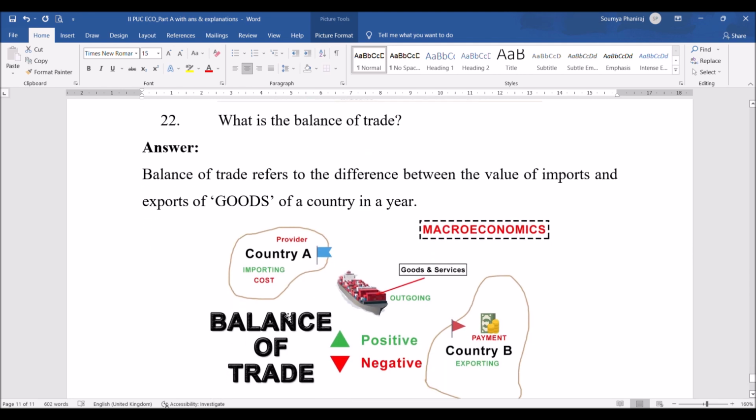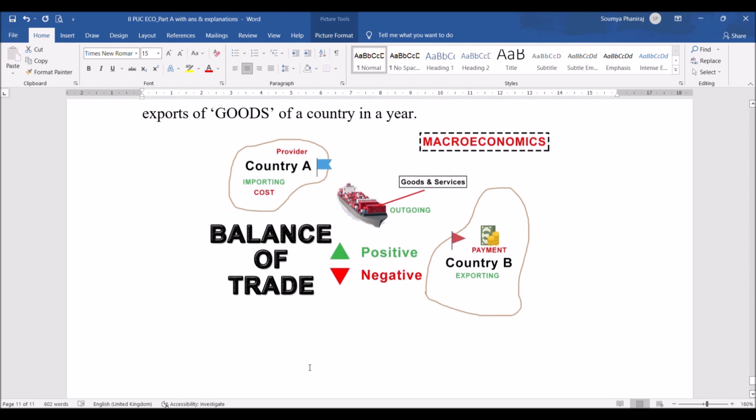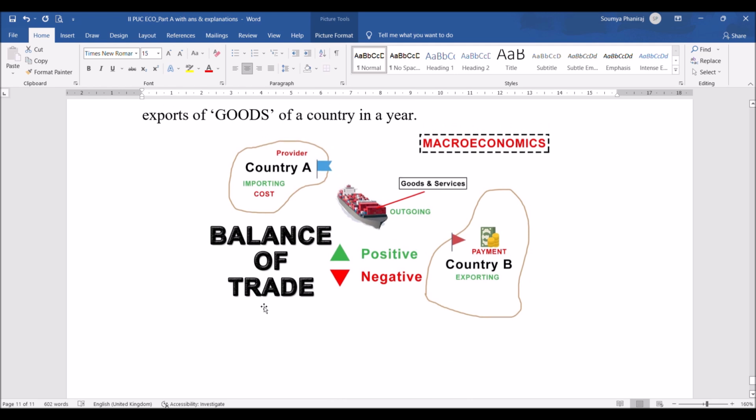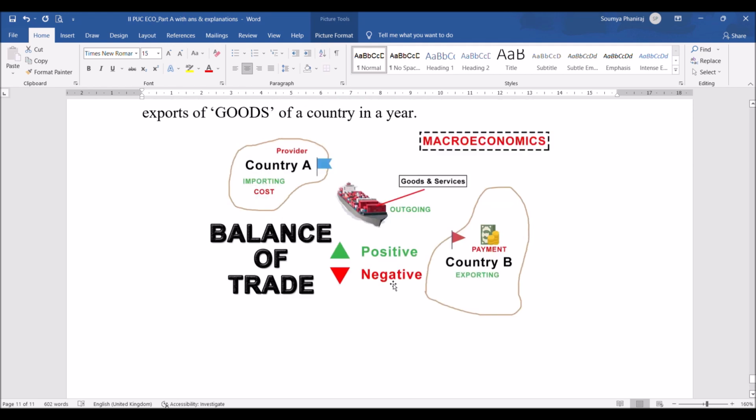What is balance of trade? Balance of trade refers to the difference between the value of imports and exports of goods of a country in a year. Again, this picture shows the transactions between country A and country B. There is import on one side and export on the other side. There could be either a positive balance of trade or a negative balance of trade.